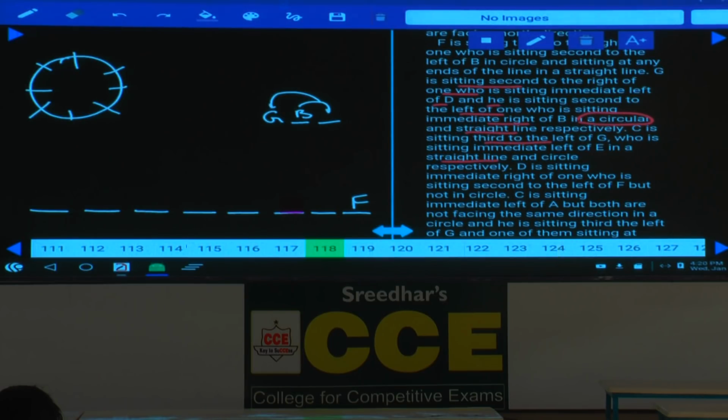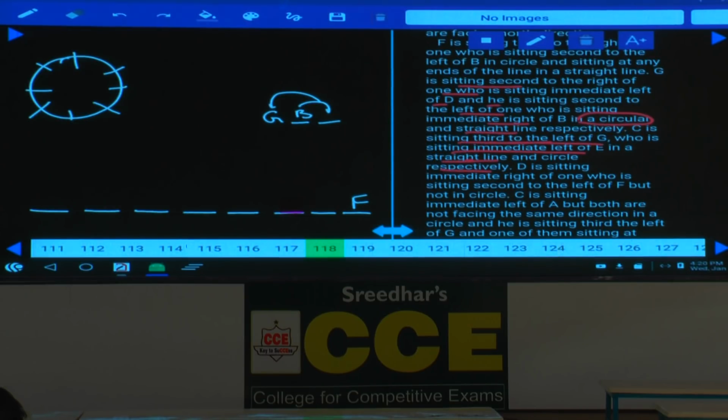Now what about this one? C is seated third to the left of G. It is a straight line, isn't it? First he said straight line, so we take the straight line. Here we are discussing only the straight line information. Now C is sitting third to the left of G, G who is seated to the immediate left of E in a straight line and a circle respectively.